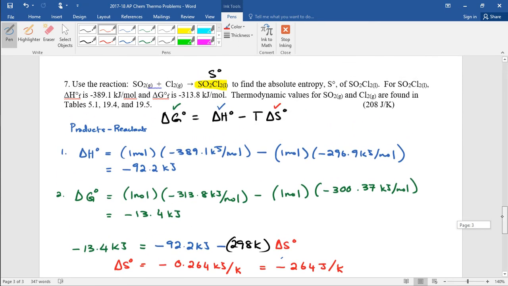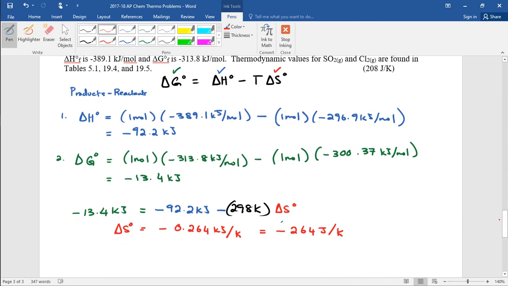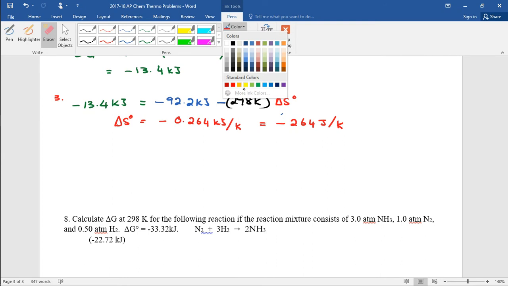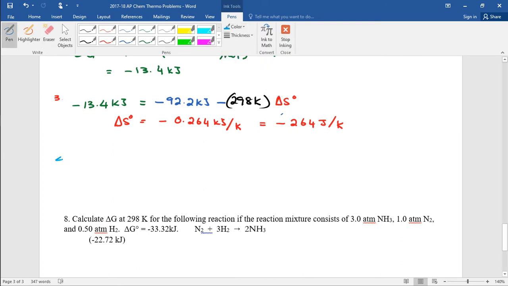So look, we already have the delta S standard for this reaction. So now that I know the delta S standard for this reaction, part 4 is, so this was part 3. I'm actually going to switch colors. Part 4 is to find the absolute entropy for my SO2Cl2, right? So that's just going to be products minus reactants again, right? So this is products minus reactants.